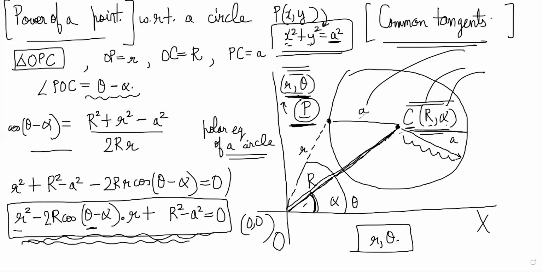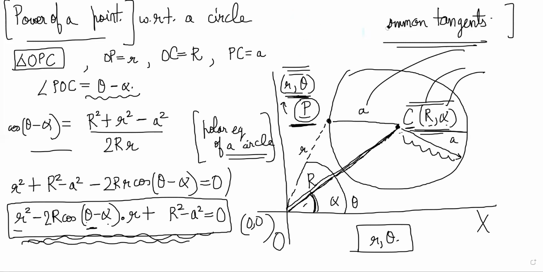The center is given, radius is given, theta and alpha are given, and A is given. Then this is the equation of the circle, but not in the normal form, in the polar form. You don't need to remember this. I'm just showing you this in order to prove something. Now, look at this equation. Let's say this is a quadratic equation in r. So obviously it should have two roots for small r, basically r1 and let's say r2.